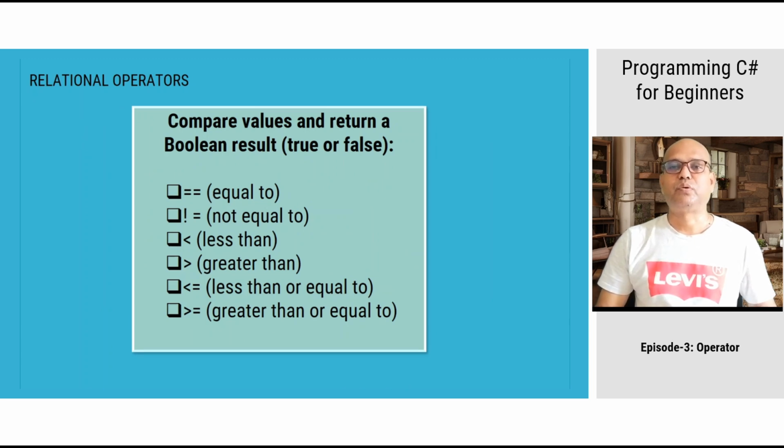First, equal to: a double equal sign is used as the equal to operator. It compares whether the two values are equal or not. Not equal to is used to compare two values to check whether they are not equal. If the values are not equal, then it returns true. Less than: if the value is less than, it returns true.